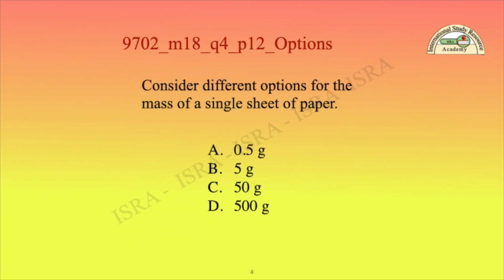Consider different options for the mass of a single sheet of paper. Option A 0.5 gram, option B 5 gram, option C 50 gram, option D 500 gram.